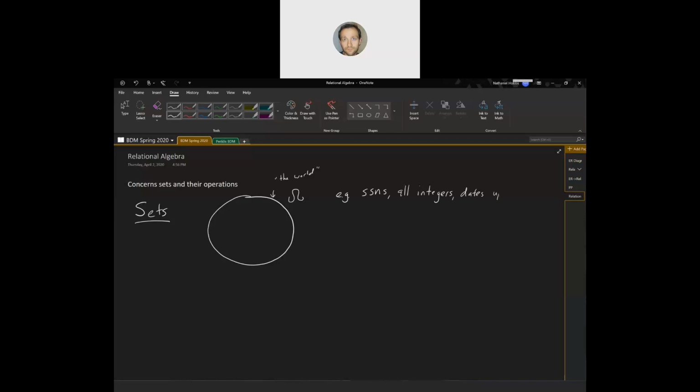or dates, from year 1 all the way up to year 2500. All of the days, all of the dates. These are each examples of what this omega could be.